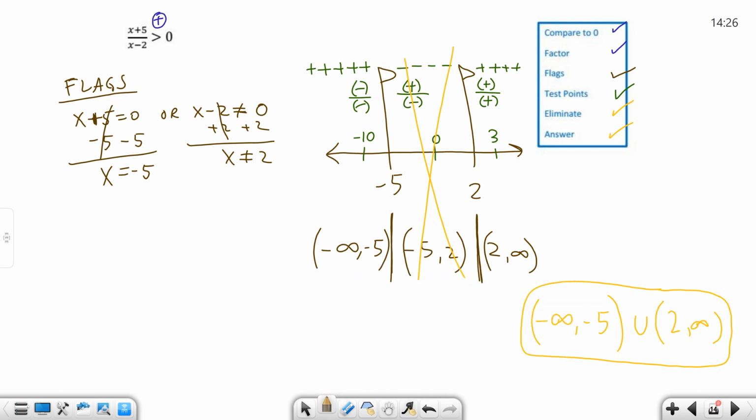So there's the first rational inequality. All the rules, everything's the same. We're introducing the denominator of a fraction here. Same steps, that kind of stuff. Just remember, hey, if it makes the bottom 0, you cannot shade the flag. You have to use parentheses.